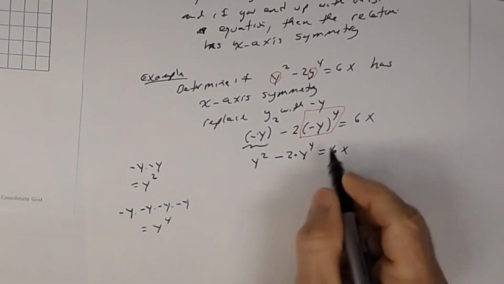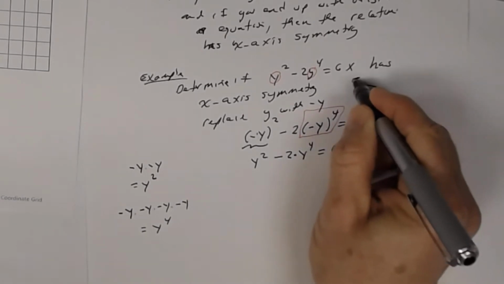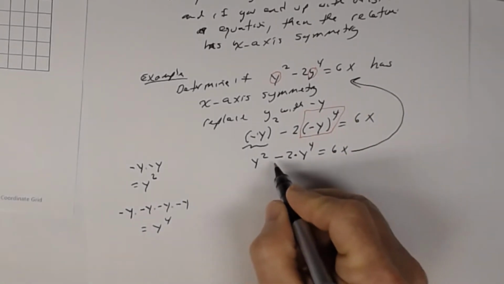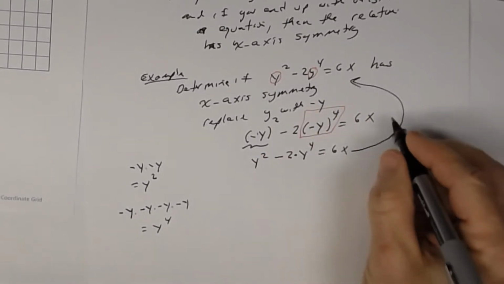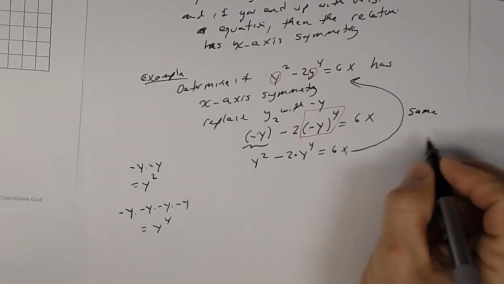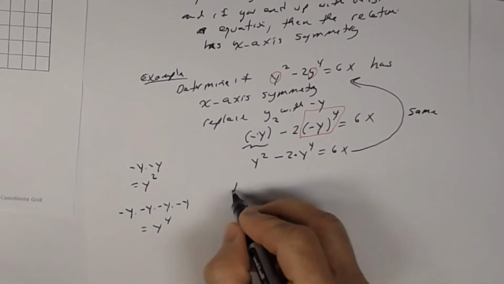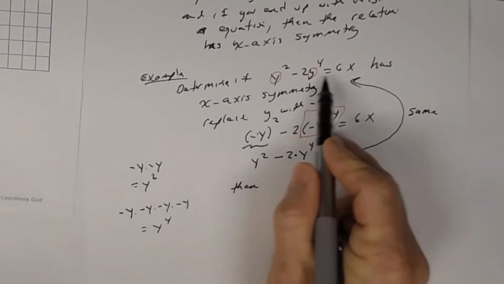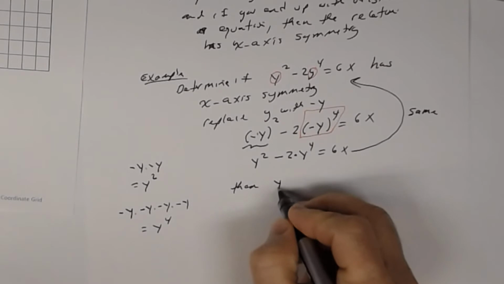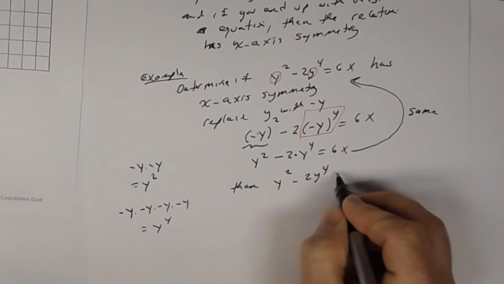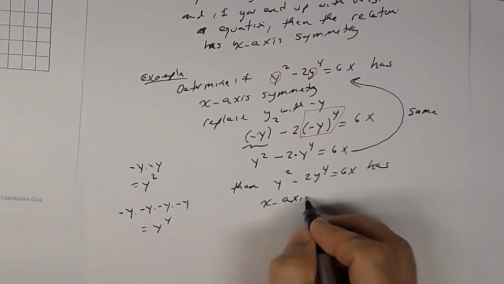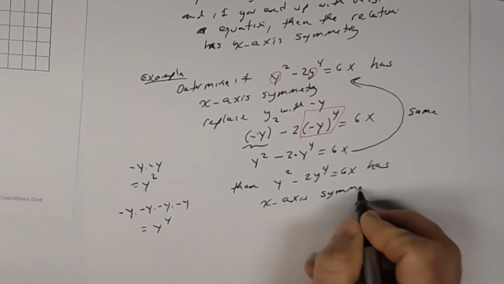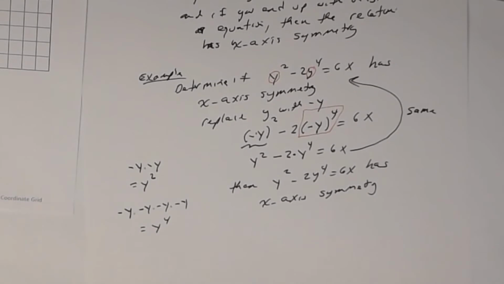Now once you do that, compare this with the original. Notice that this looks exactly like this. So they're the same. And if they're the same, then the original equation, y squared minus 2y to the fourth equals 6x, has x-axis symmetry.